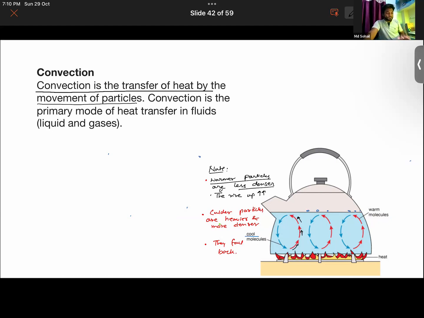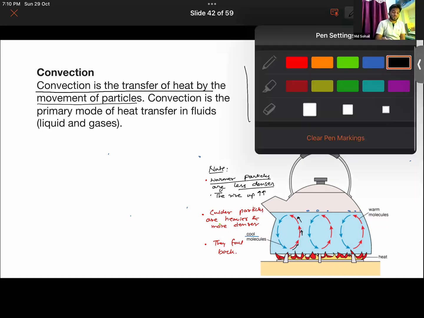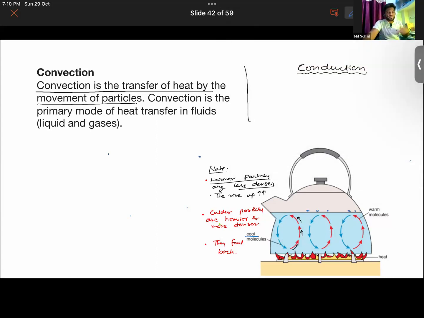Now, if I were to compare convection with conduction, what were the differences we observed between the two? Who would like to explain this one? Anyone can explain this. Sorry, sir, what is the difference between convection and conduction? Sir, in conduction, there is a transfer of heat between a solid and a solid, for example, copper and stainless steel.